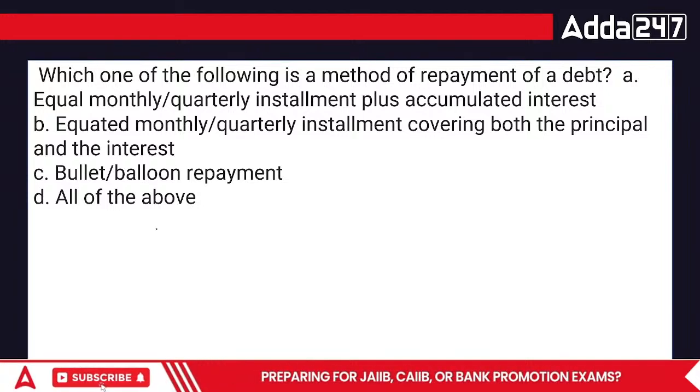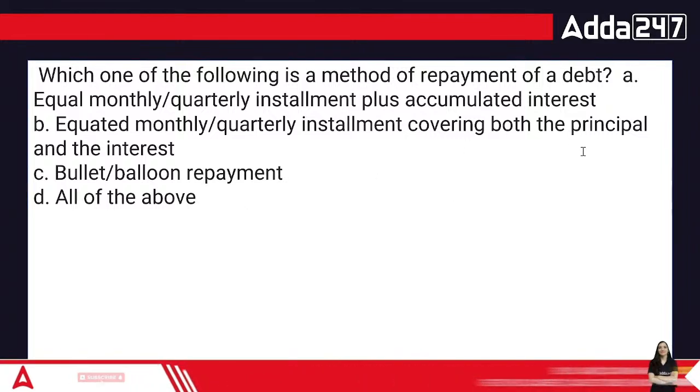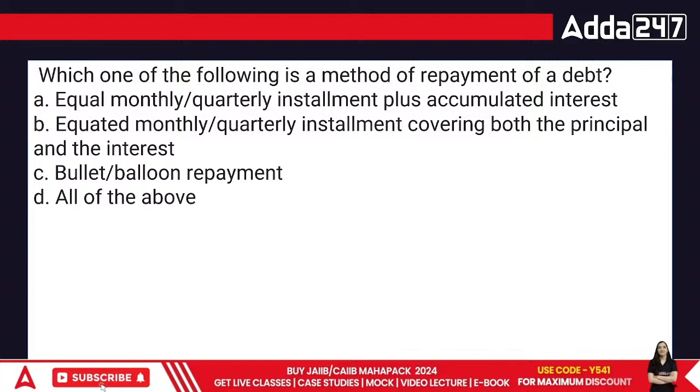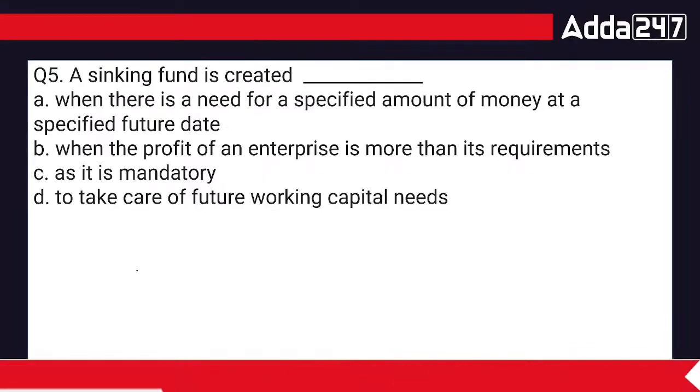If I'm explaining all of these, that simply means all of these are covered in the area of repayment. So the correct answer is all of the above. Okay? Done, everyone? The answer is all of the above. Last question, what is a sinking fund?